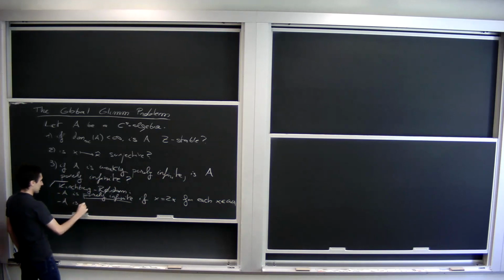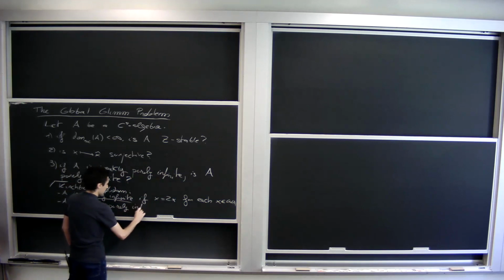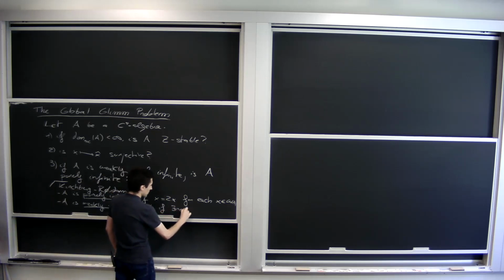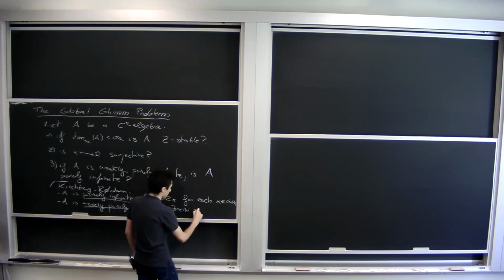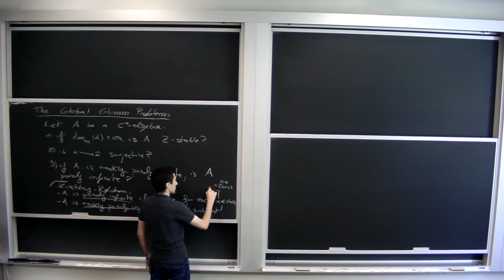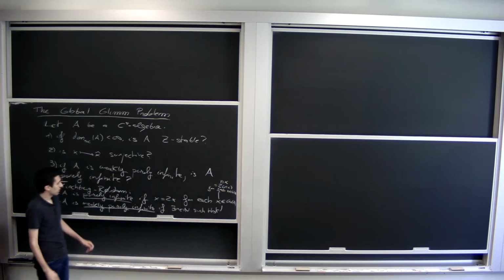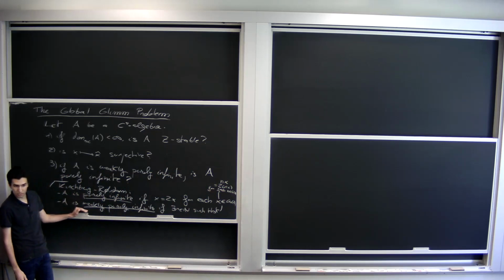And then A is weakly purely infinite if there exists some global constant, a natural number n, such that n times x is 2 times n times x for each x in Cu. So clearly, any purely infinite C*-algebra would be weakly purely infinite just by taking n to be 1, but the converse is not known. And this question has been open for 21 years now. So we don't know if weakly purely infinite C*-algebras are purely infinite.